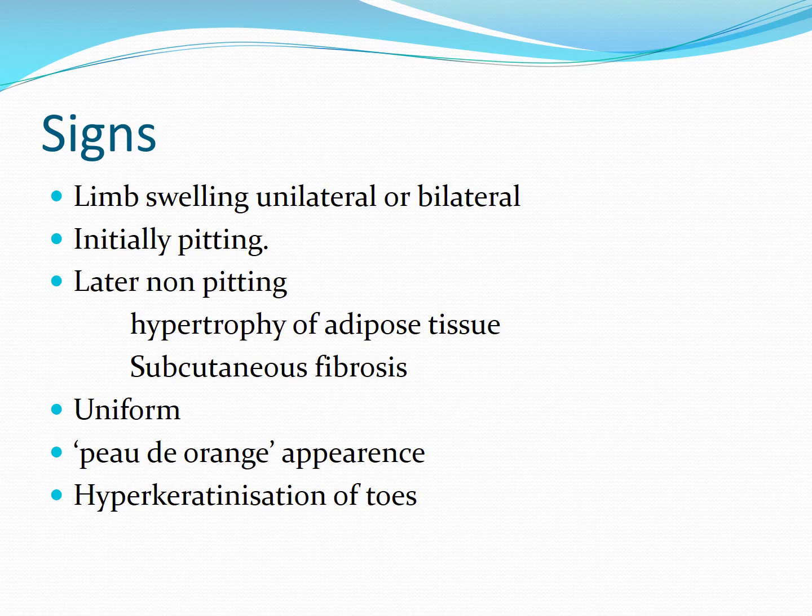When you elicit signs in a patient with chronic limb swelling, the first important thing is whether this edema is confined to one leg or both legs. That is, whether the limb swelling is unilateral or bilateral. Depending on the cause, it may be bilateral or unilateral. And if you are lucky to examine the patient at the initial stage, you will notice pitting. Pitting is when you compress it against a bony prominence, there is a depression which persists for several minutes after you remove the pressure.